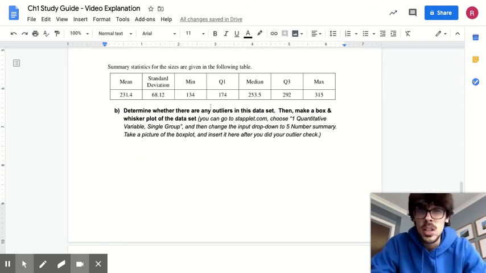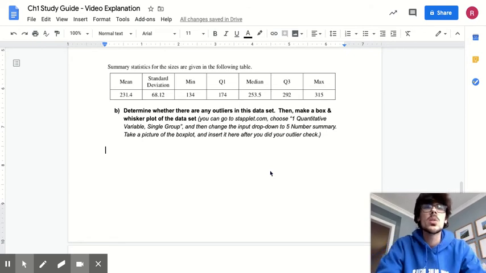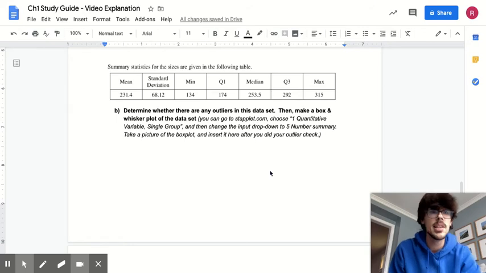So I gave you a link to a URL to make a box and whisker, because trying to do this by writing on the page isn't going to work out very well. You can get a picture from wherever, just take an image of something you made by hand and slap it in the document. That's totally fine.